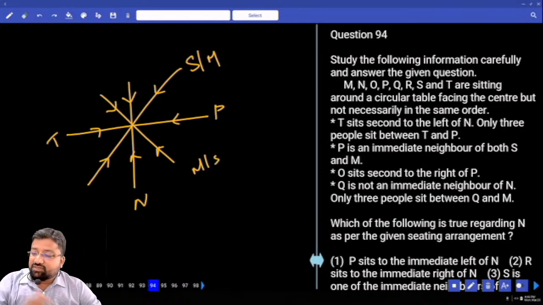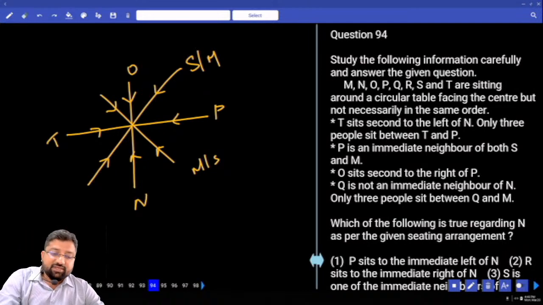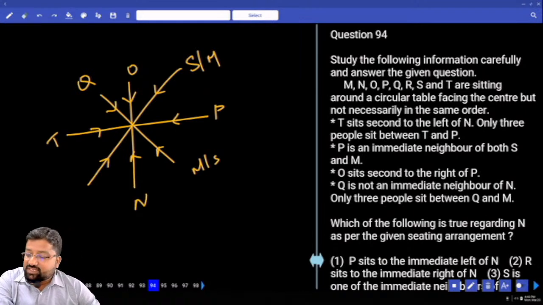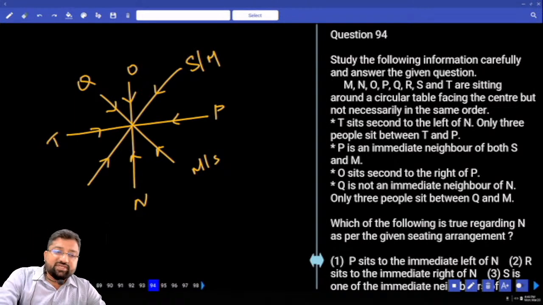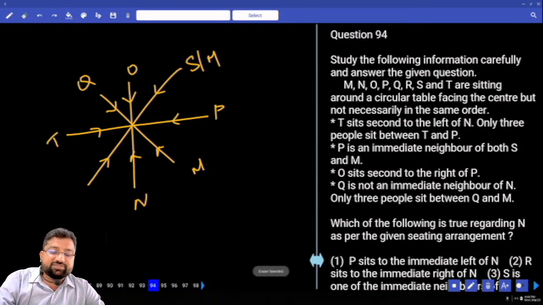Next is what? O sits second to the right of P. Next, Q is not an immediate neighbor of N. This is where you have to go with Q. And then the last line says only 3 people sit between Q and M. When there are 3 people sitting between Q and M, they will be in opposite places.